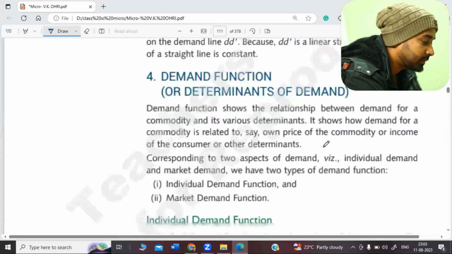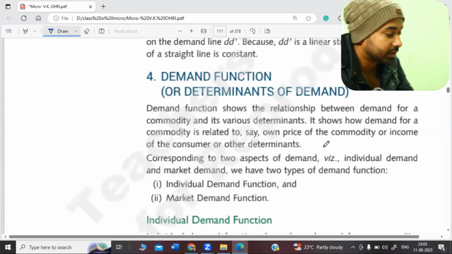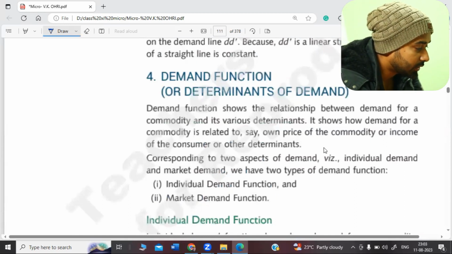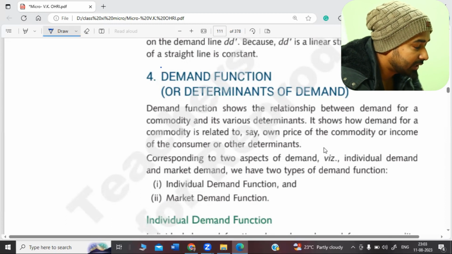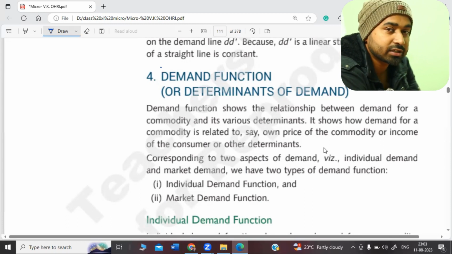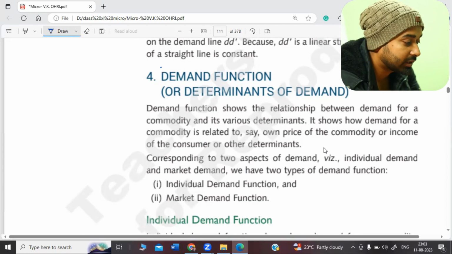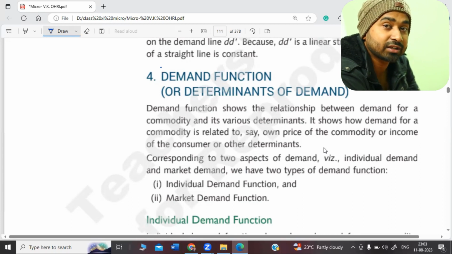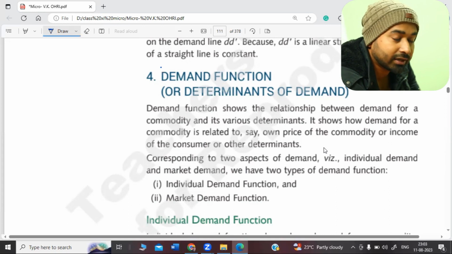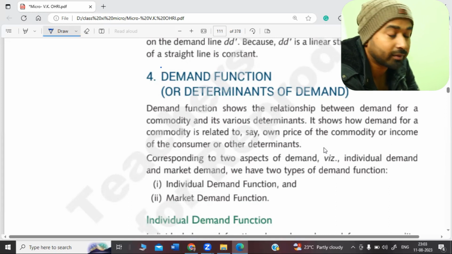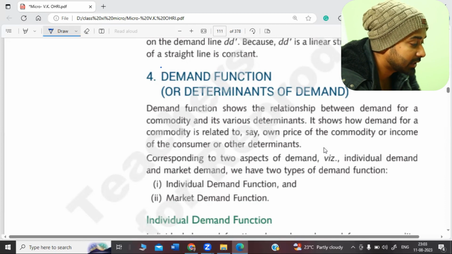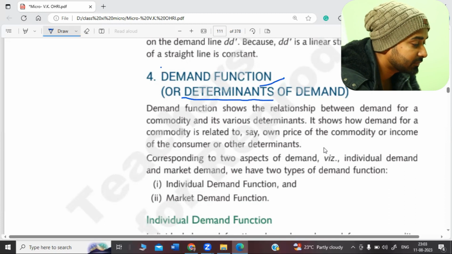Okay. Now demand function or determinants of demand. First of all, the demand function. The demand function is a functional relationship between demand and the factors affecting the demand. What are the two words I told? The demand function is a functional relationship between quantity demanded, as we have seen before, and its determinants. In other words, I can say the factors affecting demand.